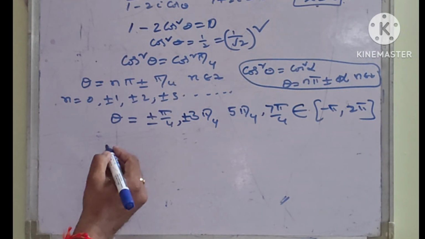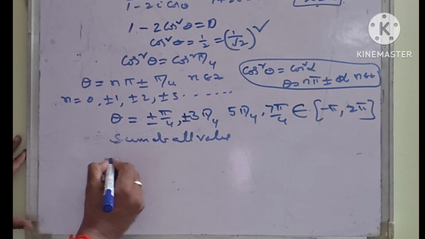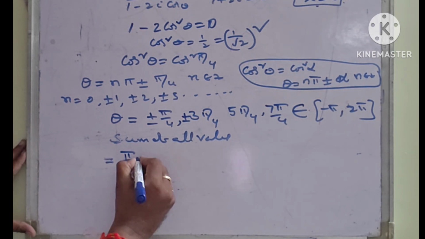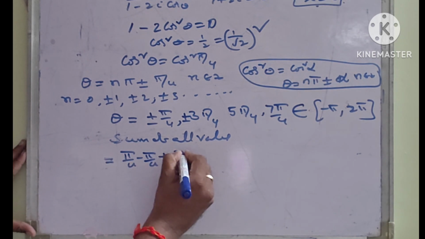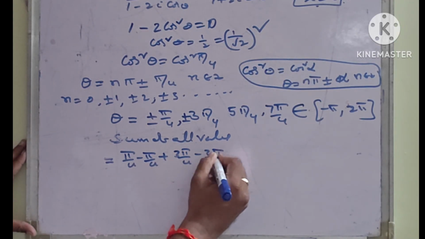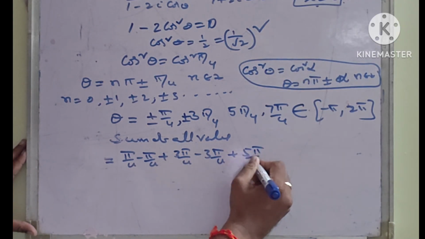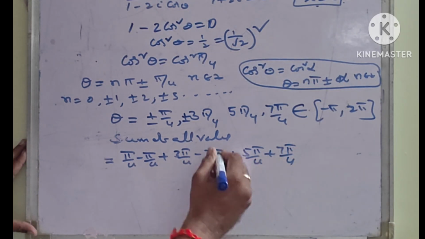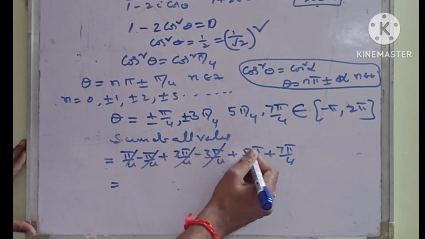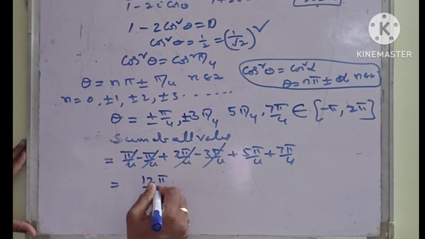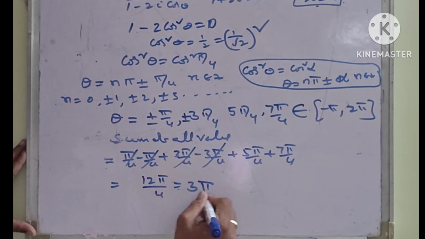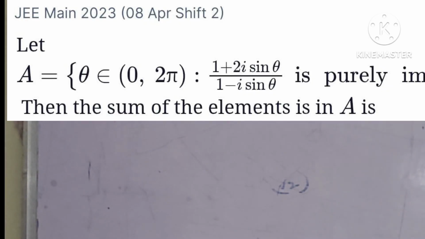Now the sum of all values is equal to pi by 4 minus pi by 4 plus 3 pi by 4 minus 3 pi by 4 plus 5 pi by 4 plus 7 pi by 4. So both get cancelled. Now here 5 plus 7, 12 pi by 4, that is equal to 3 pi. That is the answer. Next: A equal to theta belongs to 0 to 2 pi such that 1 plus 2i sin theta by 1 minus i sin theta is purely imaginary, then the sum of the elements in A is.